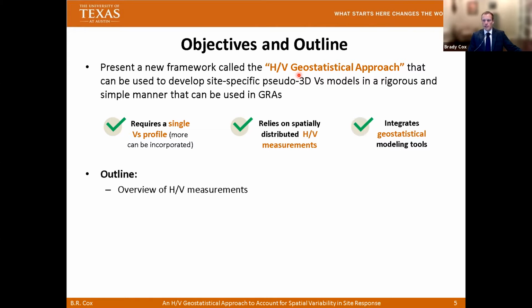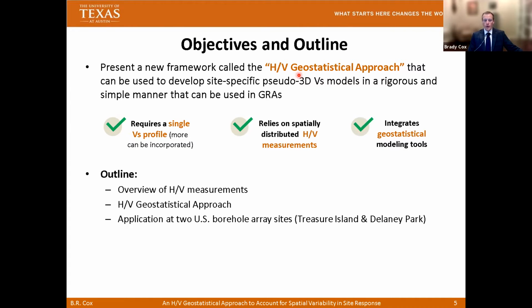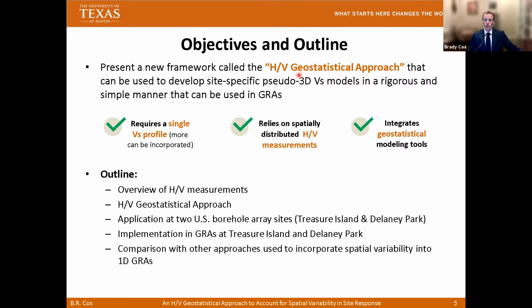So in terms of where I'm going in this presentation, I'll first discuss very briefly what H/V measurements are. I'll then talk about the geostatistical approach we use for developing the subsurface models. And then I'll show applications at 2 US borehole array sites, the Treasure Island downhole array and the Delaney Park downhole array. And then we'll talk about the implementation of the 3D subsurface model in ground response analyses at both of those borehole array sites. And then we'll compare this new approach, the H/V geostatistical approach, with standard methods that people use to account for VS variability, such as shear wave velocity randomization, and then I'll provide some concluding remarks.